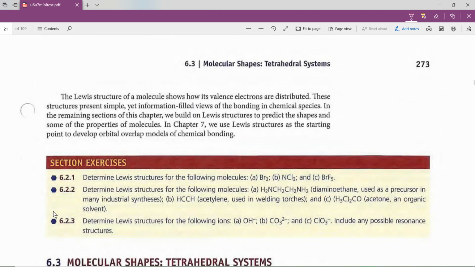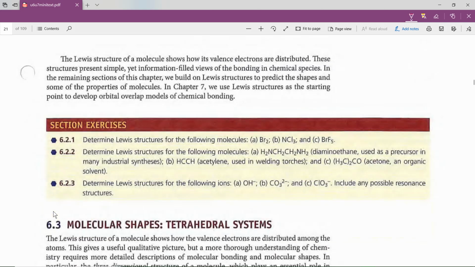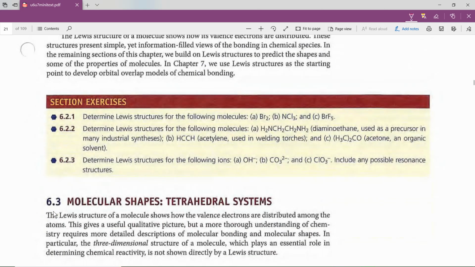So then there's some practice ones for you to try. Determine Lewis structures for Br2, NCl3, BrF5. Some other ones, 6.22, and some ions, including possible resonance structures. Okay, so get some practice with that, because this Lewis structure really does need lots and lots of practice. And then we'll talk about molecular geometry next time. Have fun.